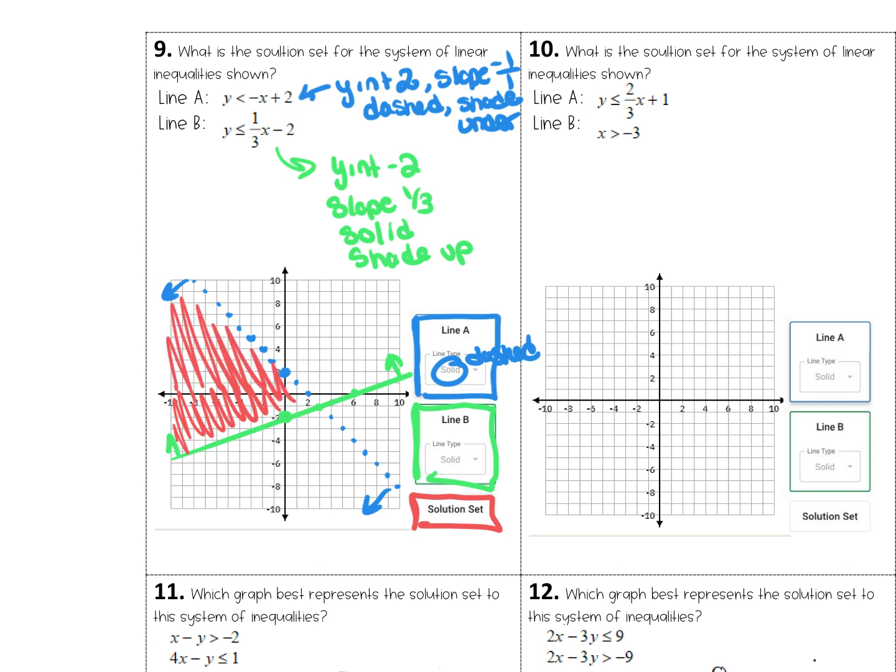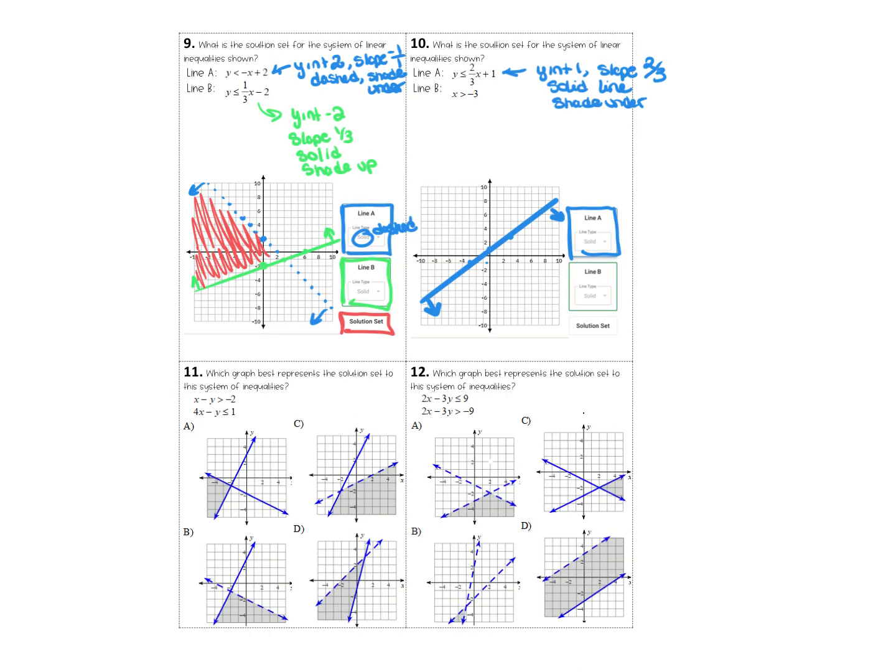So pause the video again and try number 10. So for the top line, my y-intercept was 1. My slope's 2 over 3, so I go up 2 over 3. I had a solid line, and I want to shade underneath it.